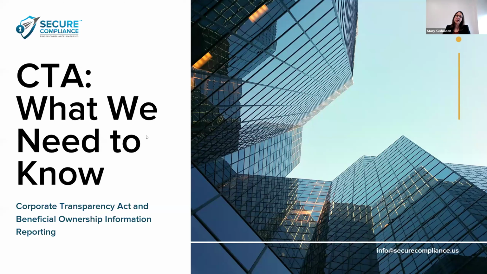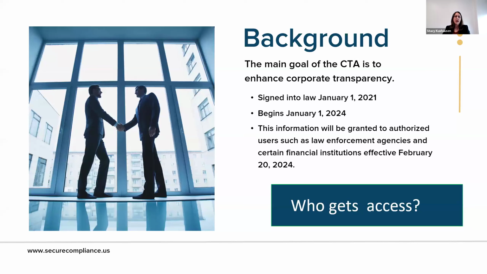Okay, so today we're going to be talking about the basics of the Corporate Transparency Act, referred to as the CTA, and the new beneficial ownership reporting requirements under the CTA. So a little bit of background, the CTA was signed into law January 1st of 2021 as part of the National Defense Authorization Act. Its purpose is to fight financial crime, money laundering, and any other illicit financial activities.